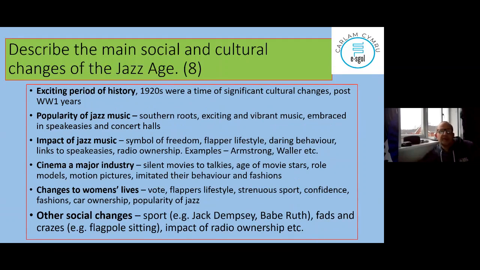Next one. The main social and cultural changes of the Jazz Age. And look at the question. It's not asking you, did everybody enjoy the Jazz Age? It's not asking you, why was it popular? It's not asking you, who did not like the Jazz Age? It's asking you to describe the main changes.